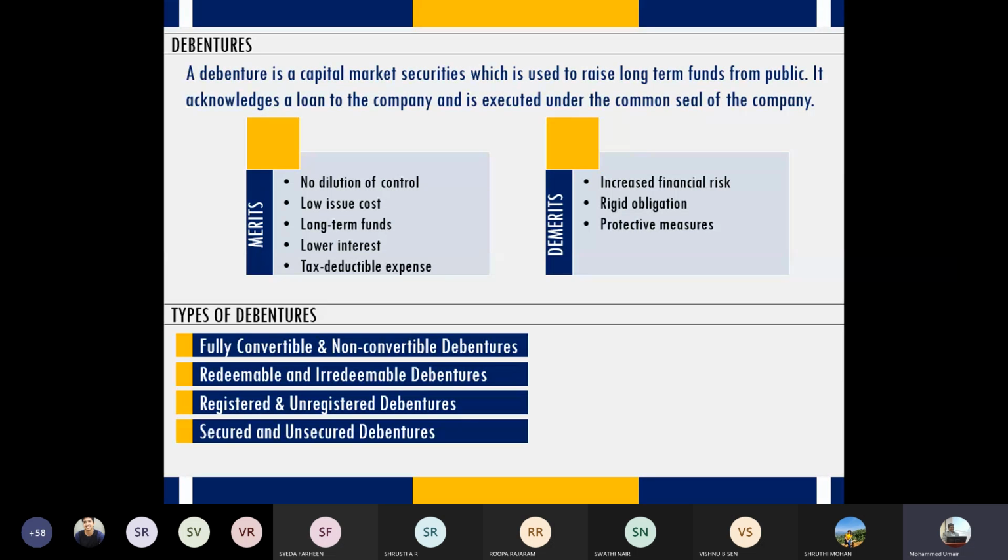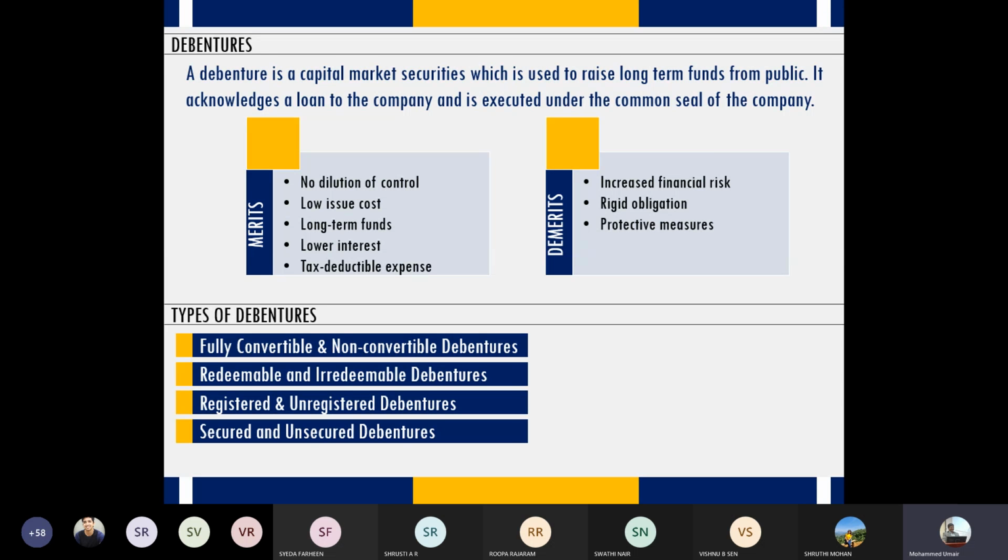Irredeemable debentures will have continuity. That means they will go on forever. After buying irredeemable debentures, the company will never pay my money back. I continue to get interest for a lifetime. But in case I want my money back, then I have to sell these debentures in the stock market and get my money back. So these irredeemable debentures are listed on the stock exchanges and they can be liquidated.